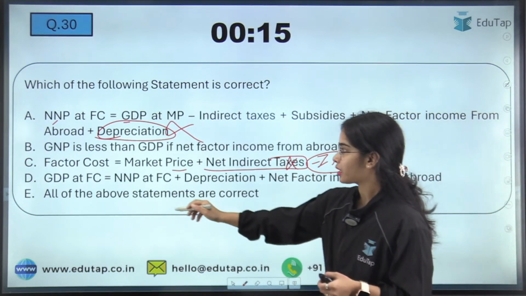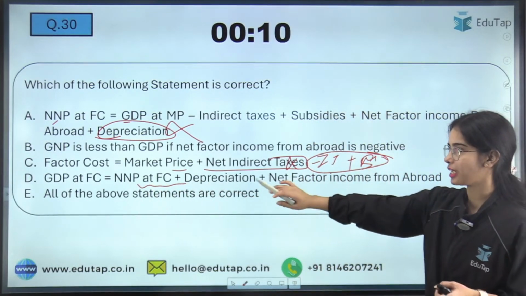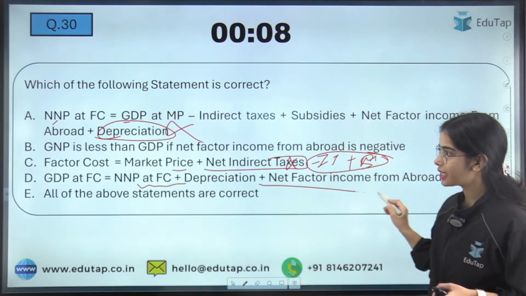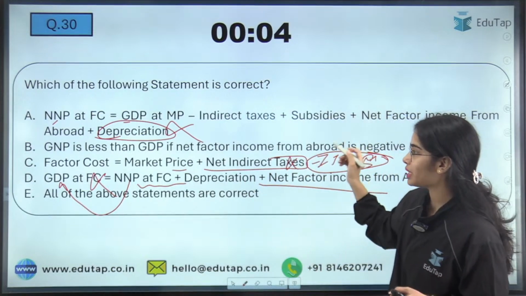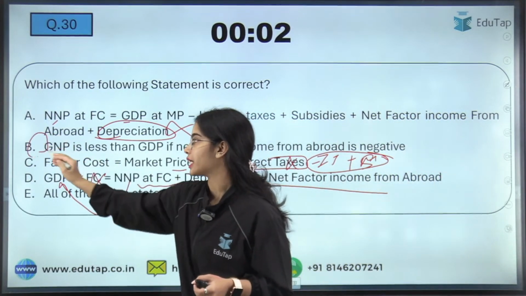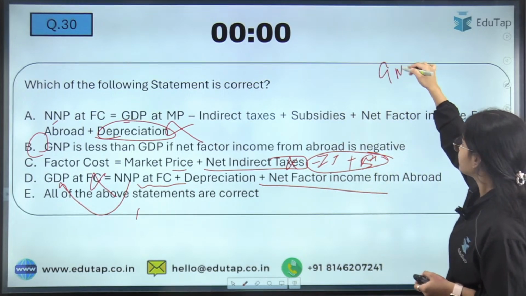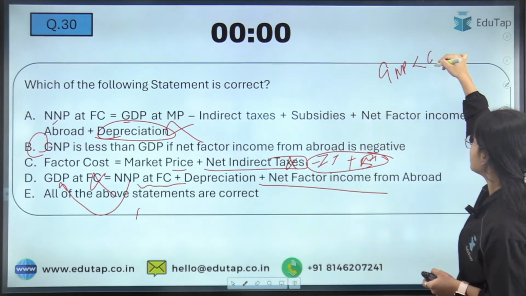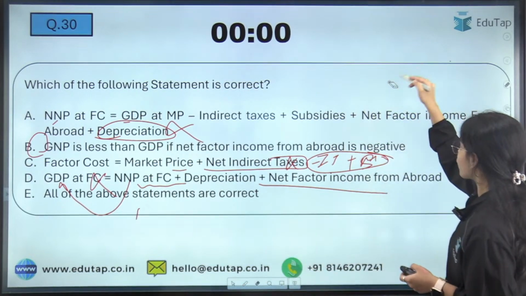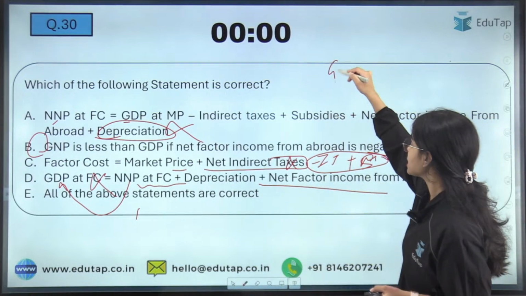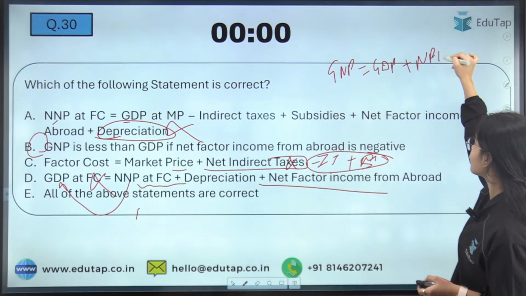GDP at FC, this is NNP at FC, that is adding the depreciation. Okay, that is fine because net to gross. Add the net factor income from national to domestic, so this is incorrect. So only the B statement is actually correct because the GNP is less than GDP if the net factor income from abroad is negative, because if you know the formula, GNP is how much? GNP is equal to GDP plus net factor income from abroad.